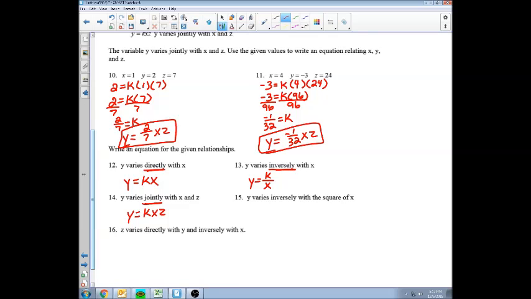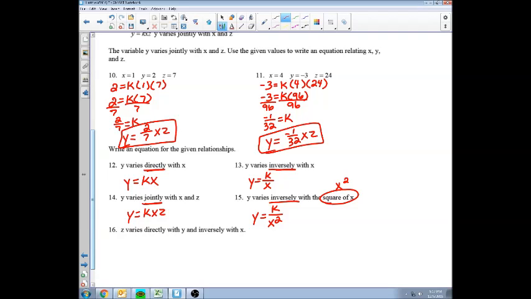Now, these next two are not our normal formulas, but we're going to set it up the same way. This says inversely. So we know that this is going to be y equals k over something because it's inverse. Now it tells us we need to use the square of x, not the square root of x. It will be the square of x. Well, the square of x is x squared, so it would be k over x squared.